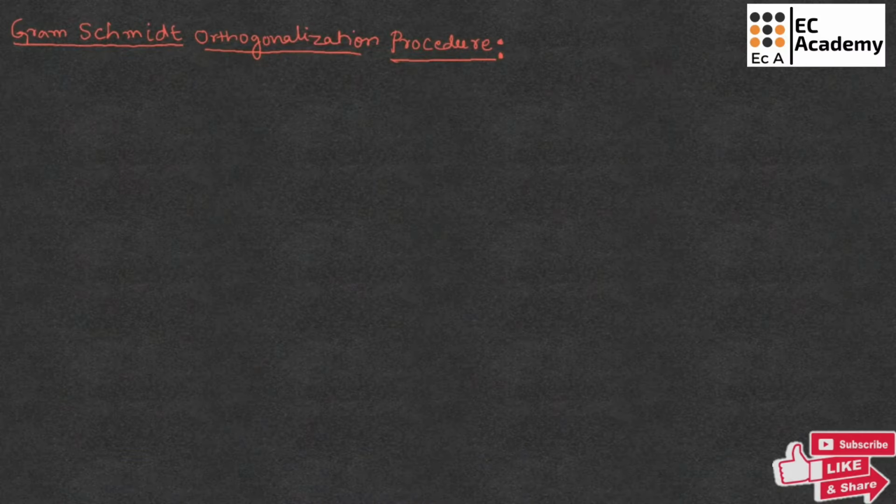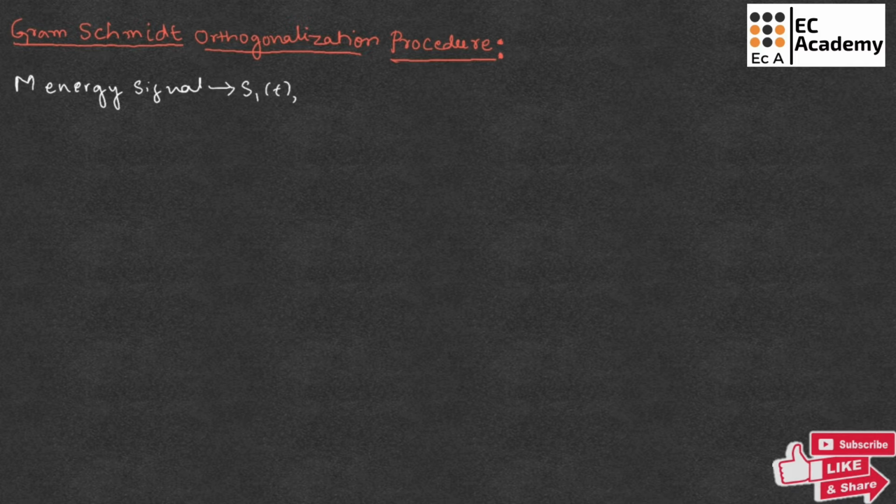In this lecture, let us understand Gram Schmidt orthogonalization procedure. In this procedure, orthonormal set of basis functions are considered. Now let us consider M energy signals that are denoted as S1 of t, S2 of t, and so on up to Sm of t.